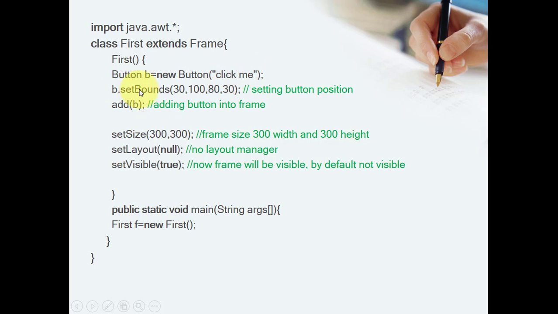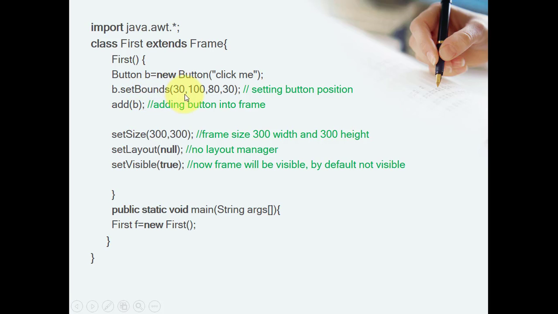This button uses the setBounds method, and it is used for setting the button position. So how do you set the button position? You have 4 coordinates. When any window opens on a screen, it is 2 dimensional, and that's why you have x and y coordinates.